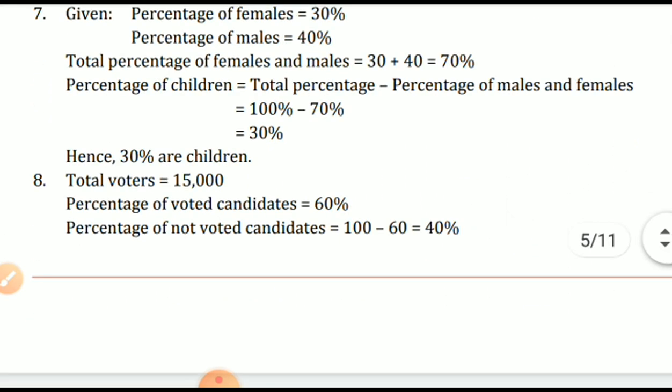Question number 8. Total voters are 15,000. Will you make it a percentage of voted candidates? How many voters gave the vote? 60 percent. 60 percent means how many are left? 40 percent. How did you get it? Because 100 percent minus 60 percent will give you 40. So 40 percent did not vote.